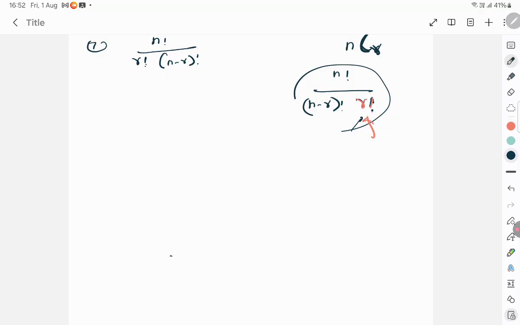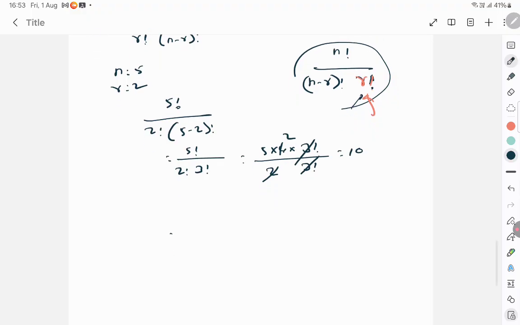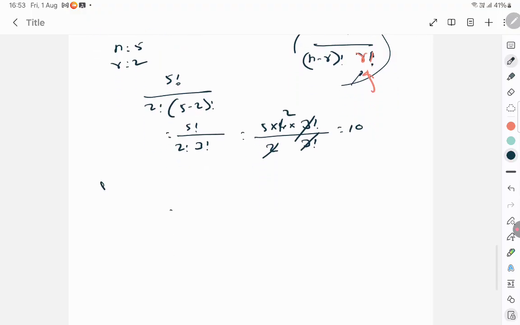So then they've given this formula and they've said n is equal to 5 and r is equal to 2. Substituting here, 5 factorial by 2 factorial into 5 minus 2 factorial, 5 factorial by 2 factorial into 3 factorial, which is 5 into 4 into 3 factorial by 3 factorial into 2. 4 2s are 8, 5 2s are 10. Okay, just writing it like that and solving it is very easy. Let's go to 8th question.